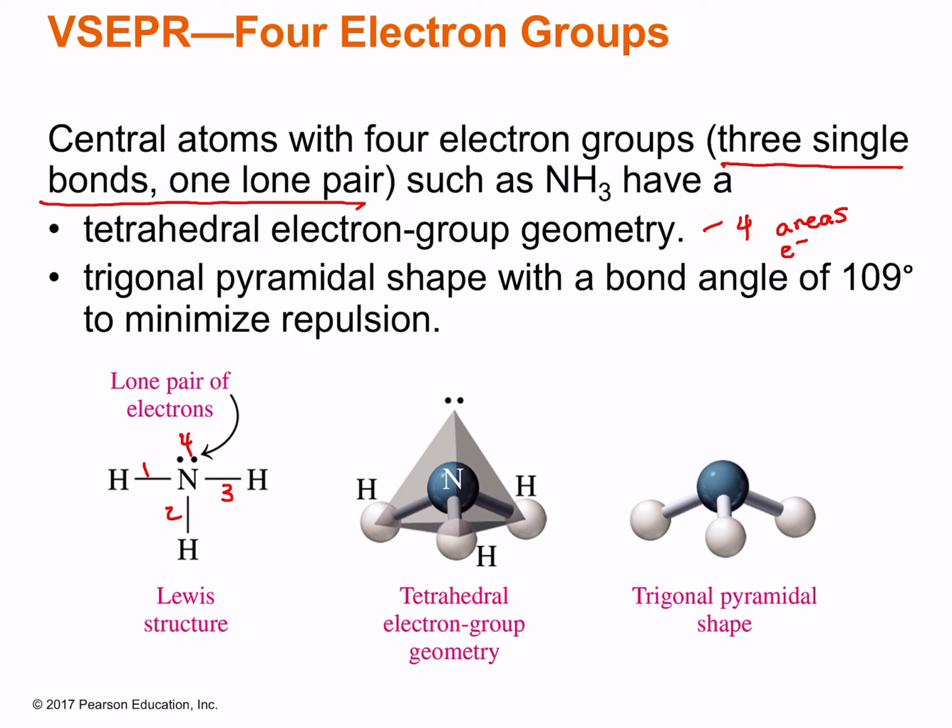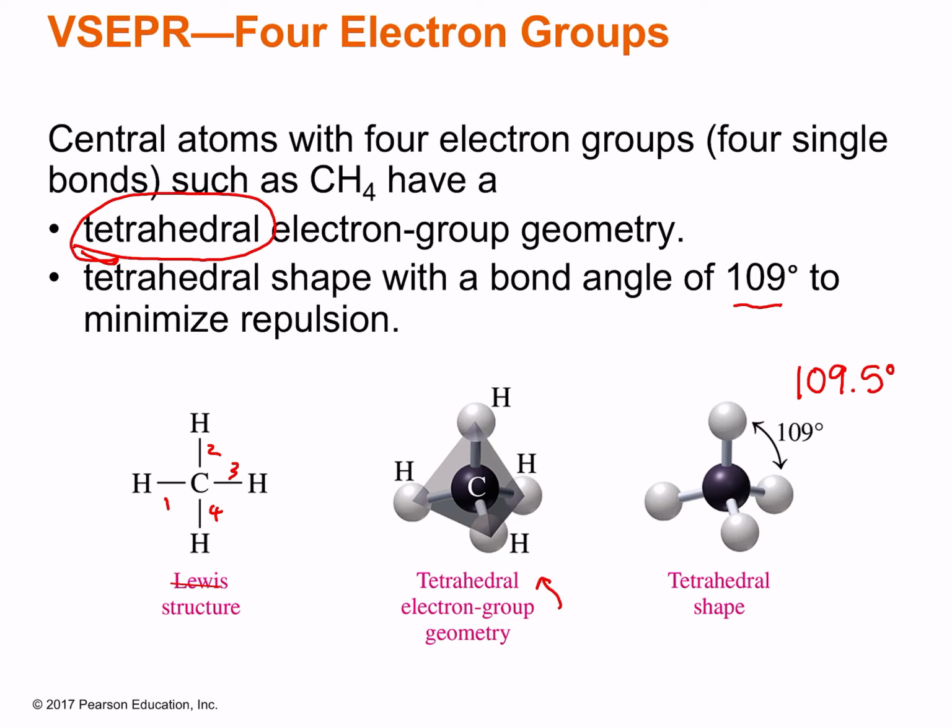But again, I want us to know the shape. So this is what I want you to know. I want you to know that the shape is trigonal pyramidal, okay? Because look, it looks like a pyramid, right? So trigonal pyramidal is how you say that. And the bond angle is still the same, right? It's still 109.5 or 109, but the name of the shape is different.